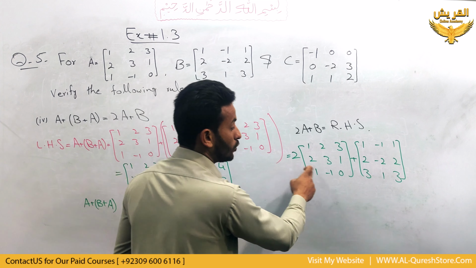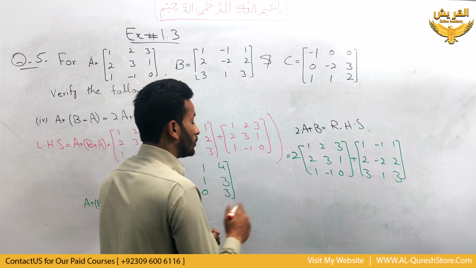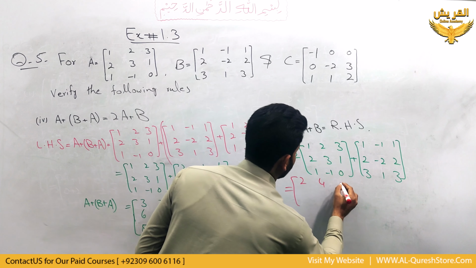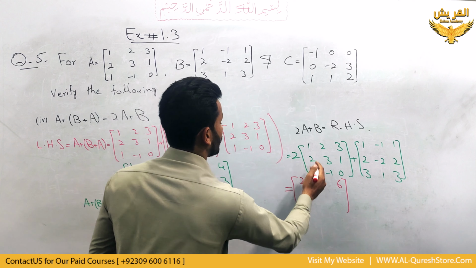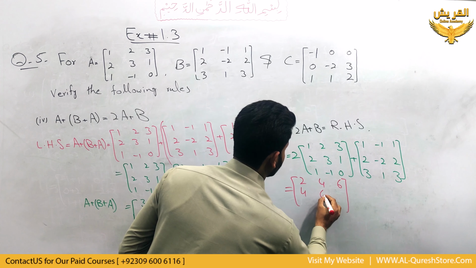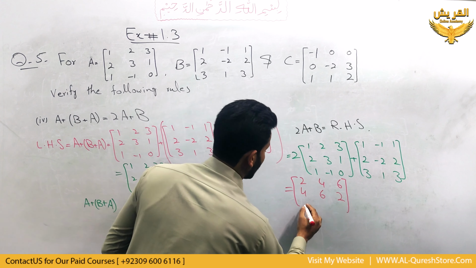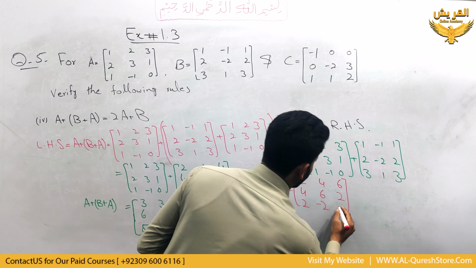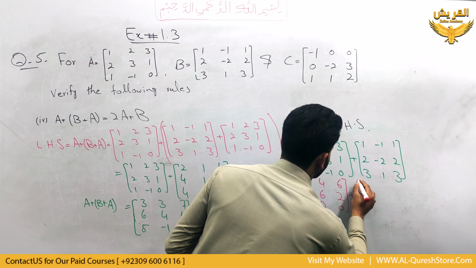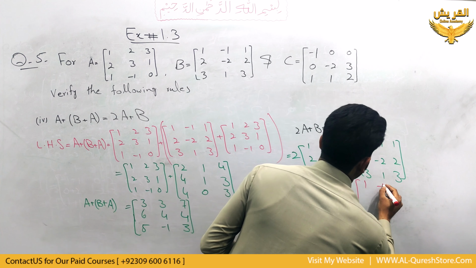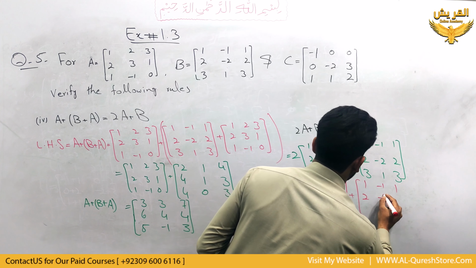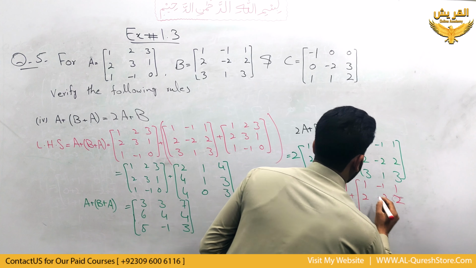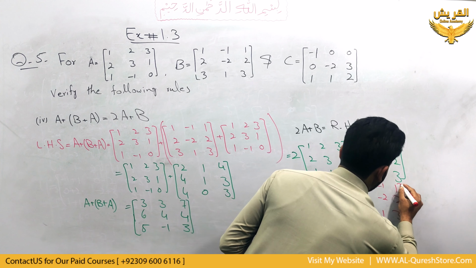First we have to multiply 2 into this matrix, by multiplying 2 in A. 2 1 are 2, 2 2 are 4, 2 3 are 6. Next one, 2 2 are 4, 2 3 are 6, 2 1 are 2. Third one, 2 1 are 2, 2 minus 1 are minus 2 and 2 zeros are 0, plus 1 minus 1, 1, 2 minus 2, 2, 3, 1 and 3.